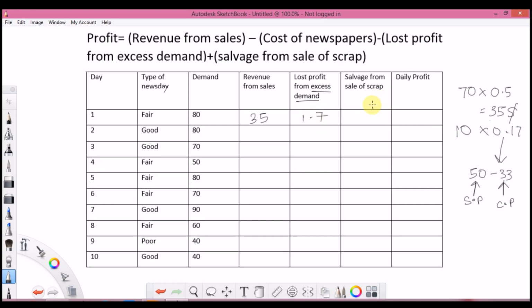Salvage from sale of scrap. I didn't have any scrap. Nothing was waste. Everything was sold. So this is nil.